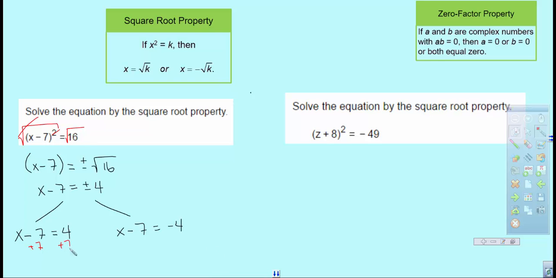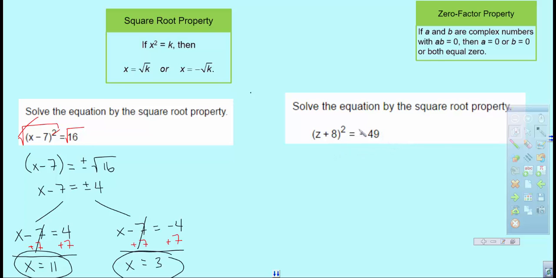We add 7 to everything. Kind of cheating there, doing a bunch at one time. On the left hand side we get x, my 7's cancel, equals 11. On the right hand one we get x, the 7's cancel, equals positive 3. So those are my two solutions that will make this quadratic true.